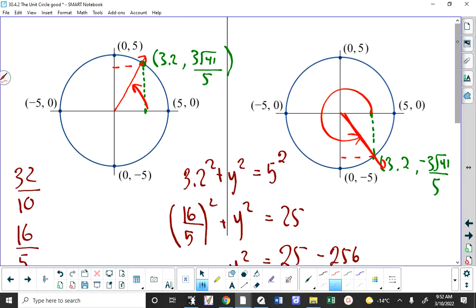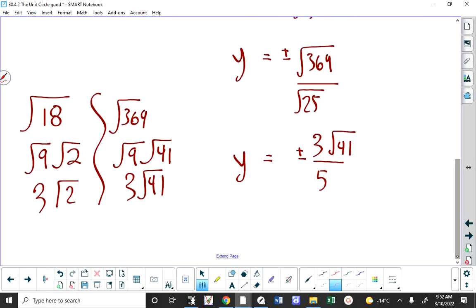Yep. I threw that into my calculator and I converted it to a fraction of 369 over 25. Where did you get the 41? I simplified root 369. Go ahead, Ern.